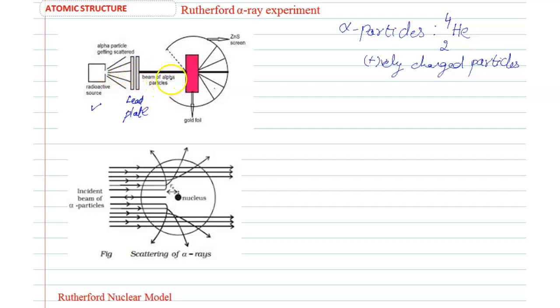a beam of alpha particles pass through. And this is a gold plate, a gold foil. The alpha particles fall on the gold foil, pass in different directions and touch the zinc sulfide screen. Actually, how do we know it touches the zinc sulfide screen? After touching the zinc sulfide screen, it will glow.